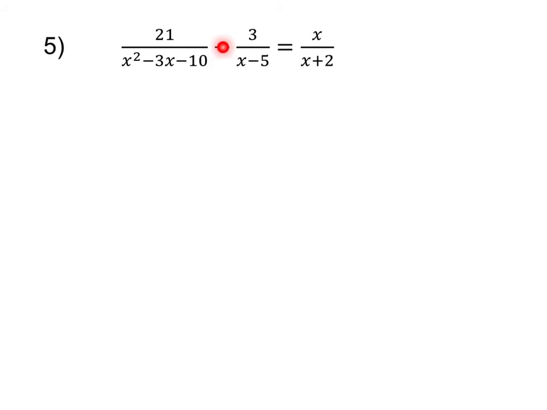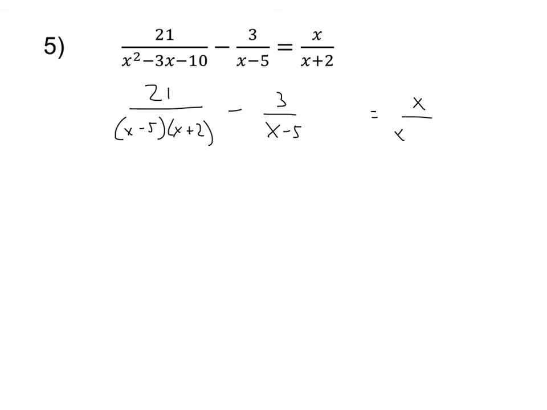Welcome back. Hopefully you were successful with this. Let's see the answer. So if we factor our denominators, we would have x minus 5 times x plus 2 here. And actually that's the only denominator I need to factor. Okay, let's get a common denominator. And it turns out that this one is complete already. The second one, let's multiply by x plus 2 over x plus 2. And the third one, let's multiply by x minus 5 over x minus 5.